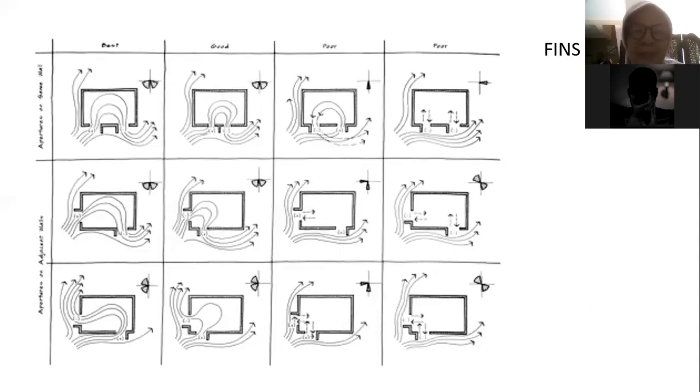So what we have discussed is about the first principle. What is the first principle? Wind-induced ventilation. The next is about the temperature difference or stack effect ventilation.